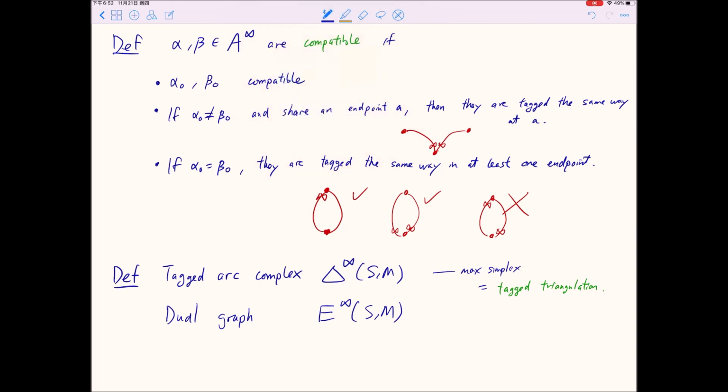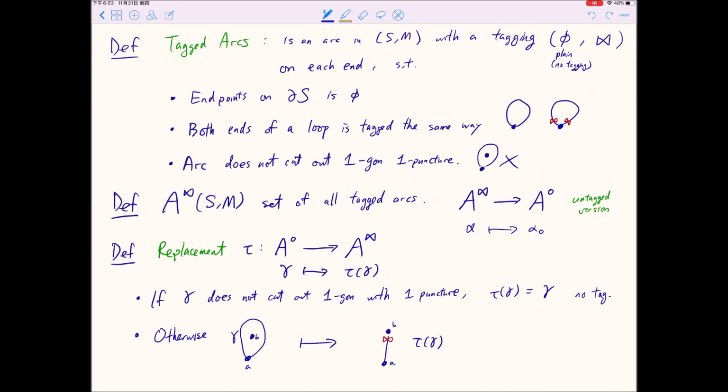A very simple observation is that if your surface has no puncture, then automatically the tag complex will be the same as the untagged version. Because if you have no punctures, then there's no such replacement at all.